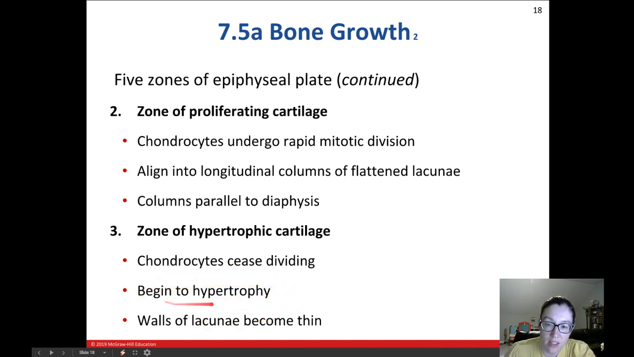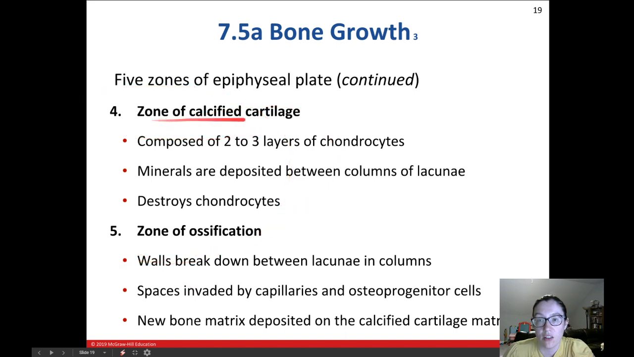And just like what happened at the beginning with that calcified cartilage shaft, in the beginning of our endochondral ossification, they got bigger, and then eventually the cartilage calcified and then the chondrocytes died off. And that's kind of the same thing that will happen here. So the 4th zone is going to be the zone of calcified cartilage.